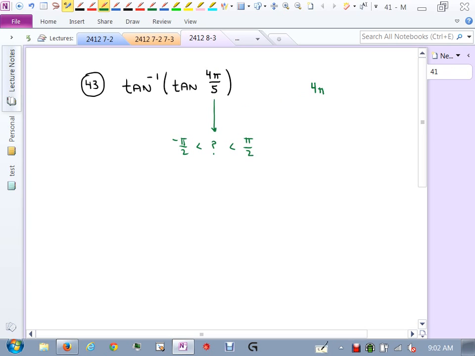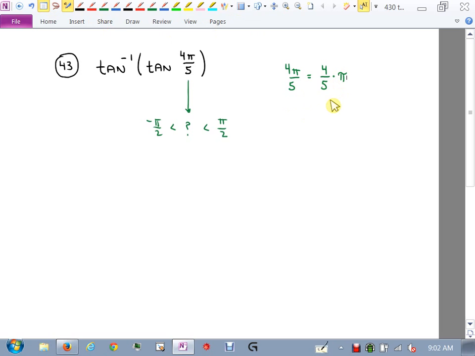Do you agree that 4 pi over 5 is the same as 4 over 5 times pi? And pi over 2 is the same as half of pi. So the question now is, here's 1/2, here's 4/5. Which fraction is bigger? 4/5. So 4/5 is bigger than 1/2, which means 4 pi over 5 is bigger than pi over 2, which means it's not inside this interval. That make sense? So it's not just going to spit out the answer of 4 pi over 5.